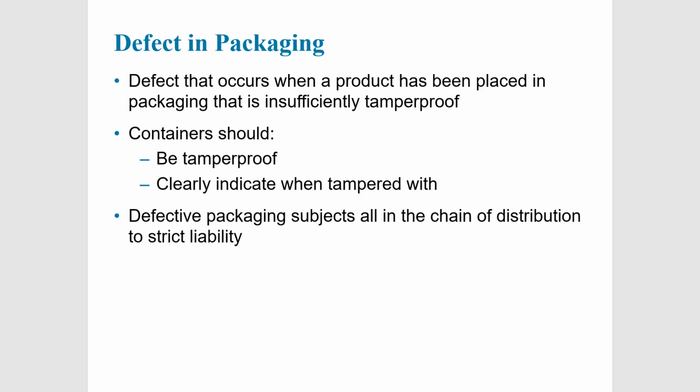Sometimes injuries can result from a defect in packaging. This is a defect that occurs when a product has been placed in packaging that is insufficiently tamper-proof. So in order to be careful as a manufacturer, I need to make sure that my containers are tamper-proof, or, tamper-proof is hard, but at least tamper-resistant. And the packaging should somehow clearly indicate when tampered with.